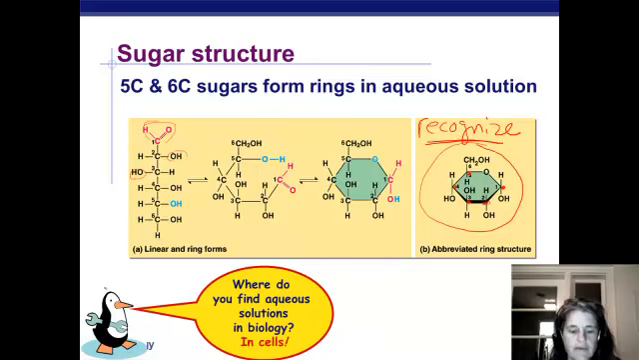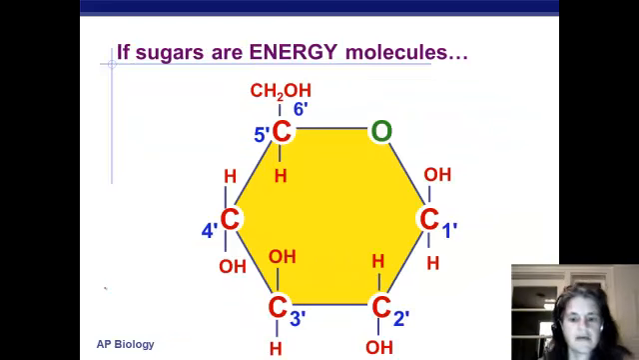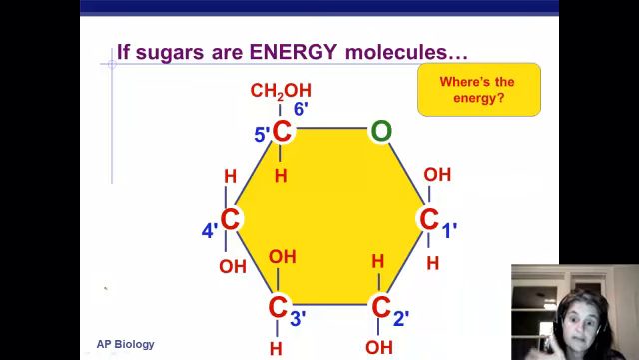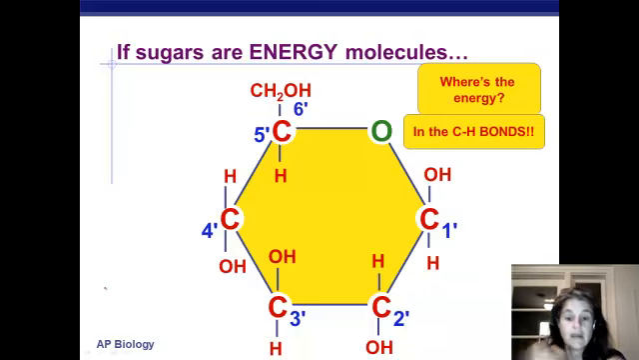And we know that we find lots of water in cells. So now, if sugars are in fact energy molecules, as we have mentioned, then where is the energy in these molecules? How in the world do they store energy? The energy in energy storage molecules, sugar, starch, even in fats that we'll learn about later on, which aren't carbohydrates, is always in the carbon-hydrogen bonds, the bonds linking a carbon to a hydrogen. Why is that?